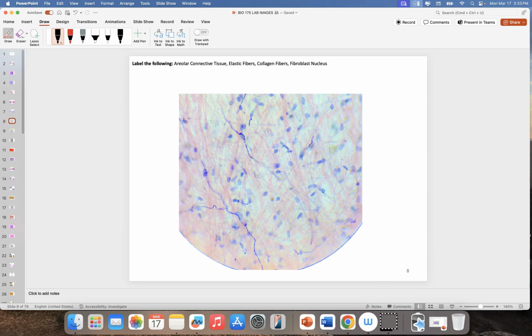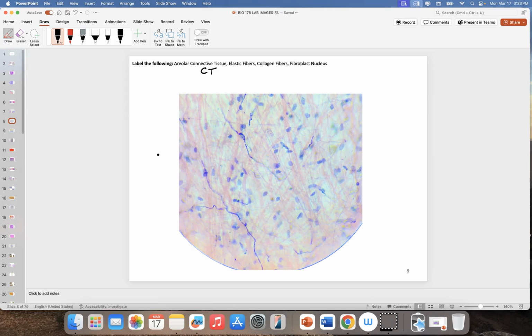Our first connective tissue proper tissue is going to be areolar connective tissue. And you might see me write CT for connective tissue a lot just to make things quick and easy. Connective tissue is going to be different from epithelial tissue in a lot of different ways. But one of the ways is we don't see the cellularity in connective tissue like we did in epithelial tissue. Remember, epithelial tissue is lots and lots of cells.